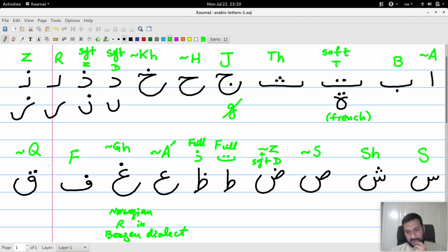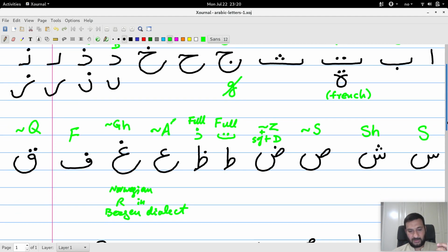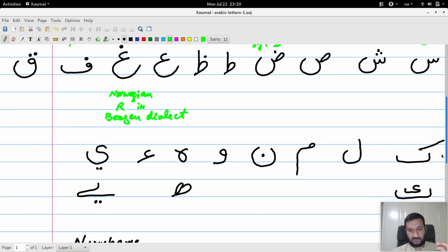Even the Q in English has a soft sound. It's not very hard, but we use Q in English to represent qaf in Arabic, to differentiate between K and Q, between kaf and qaf. These are two different sounds. All right, let's move on to the other sounds here.